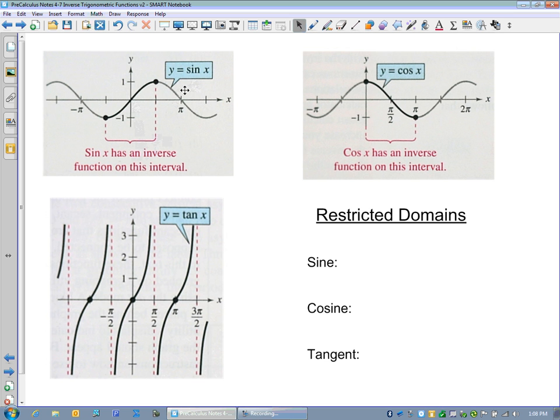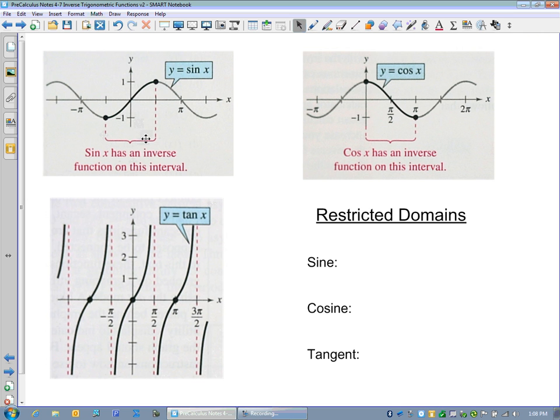So for sine, that interval is from negative pi over 2 to positive pi over 2. That interval will capture all possible y values on the sine curve, and we'll capture them only once. So if we were to restrict it to just this curve part of the segment, then we have a one-to-one graph that we can then find an inverse for.